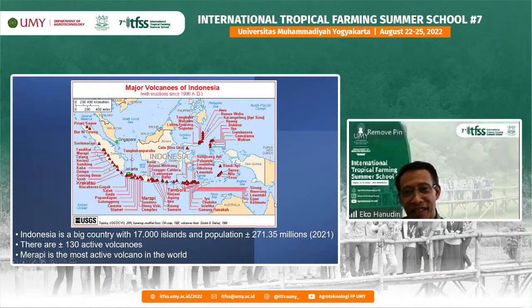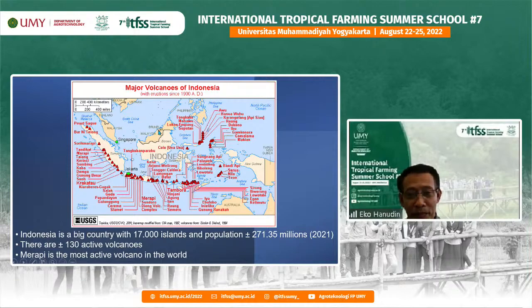So Indonesia is a big country with 17,000 islands and a population until now of around 271.3 million. This is data from 2021. There are at least 130 active volcanoes, and Merapi is the most active volcano in the world. So many geologists, soil scientists, and also agronomists pay special attention to Mount Merapi.